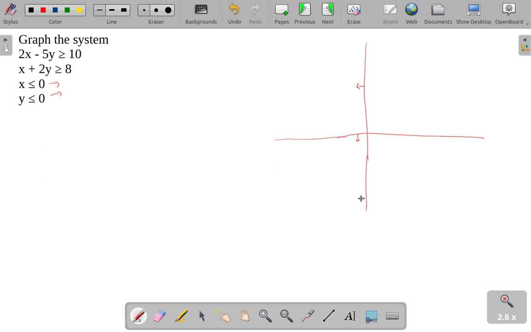We're using solid lines there, and we would be shading on the side that I drew the arrow. So you can see I'm treating those pretty much the exact same as any other inequality I would be graphing. But let's look at these 2 remaining inequalities.